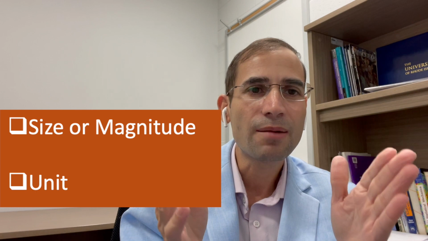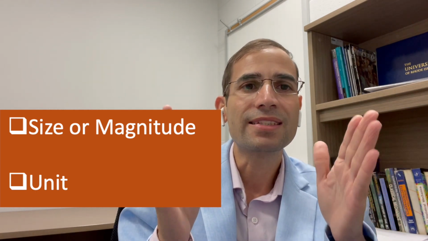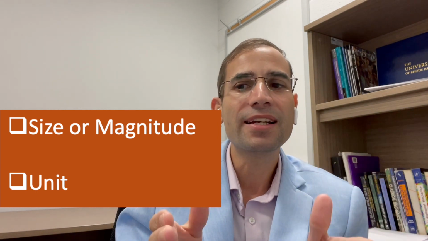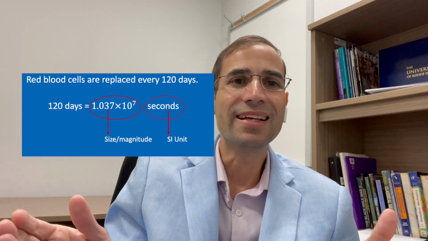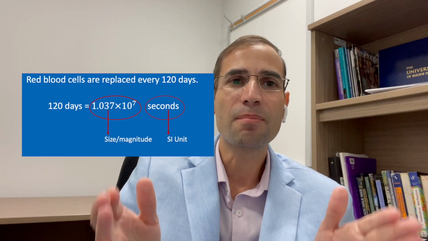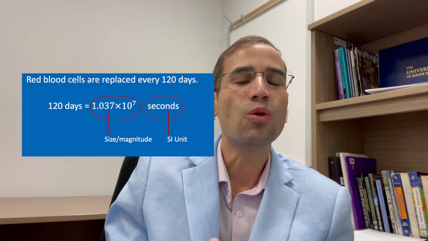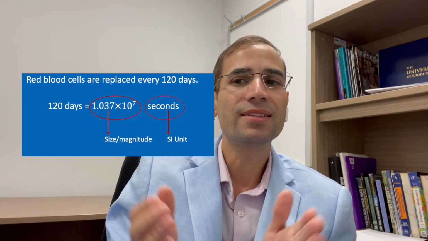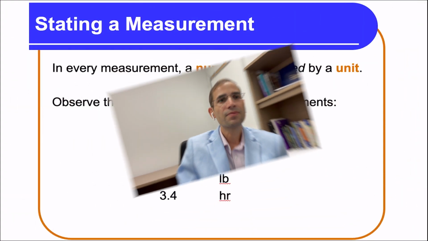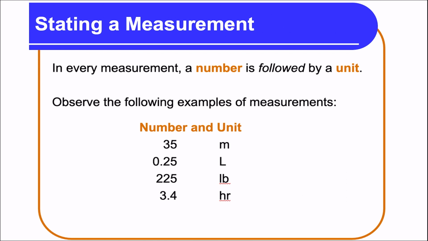So when we talk about measurement, there are two things associated with it. One is size or magnitude, and another is the unit. You know that the red blood cells are replaced every 120 days. What do you mean by 120 days? 120 is the size or magnitude, and days is the unit. So every measurement has a size or magnitude and a unit.